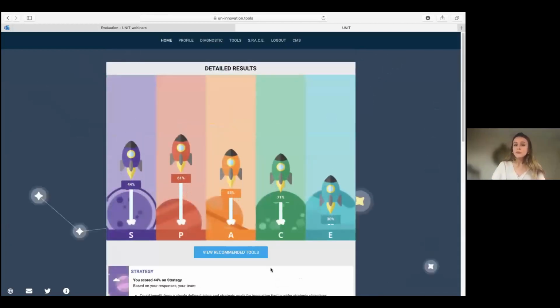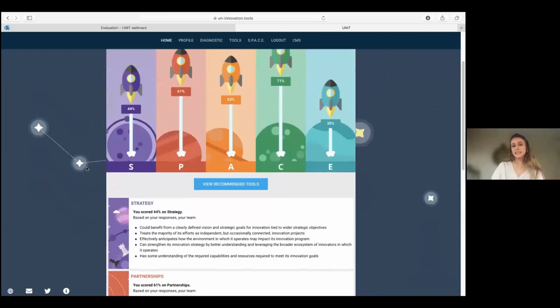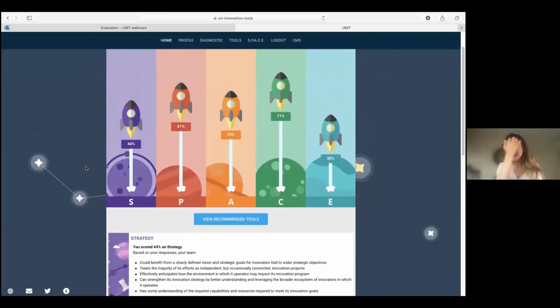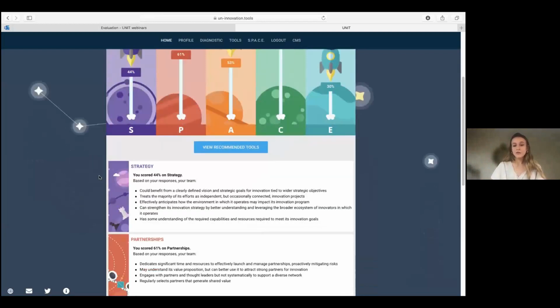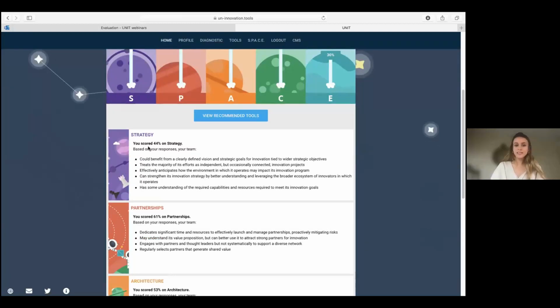You are also provided with detailed results. I think this is a really comprehensive set of results that you're given based on your responses. These results are organized through the SPACE framework: the strategy, partnerships, architecture, culture, and evaluation models. So you are basically assessed on the 5 critical pillars to innovate, and you're given scores in each of them, and of course a justification of those scores.